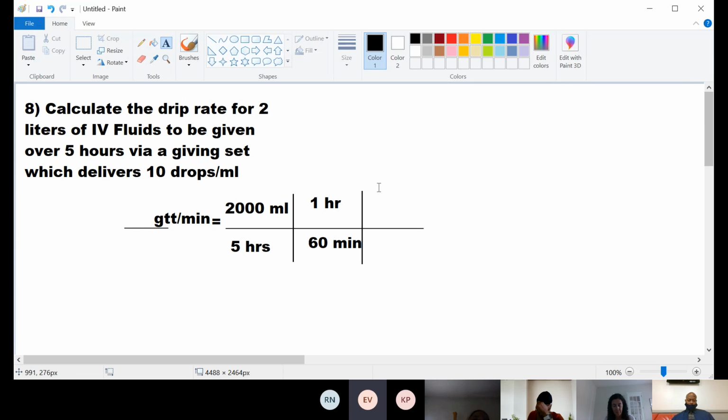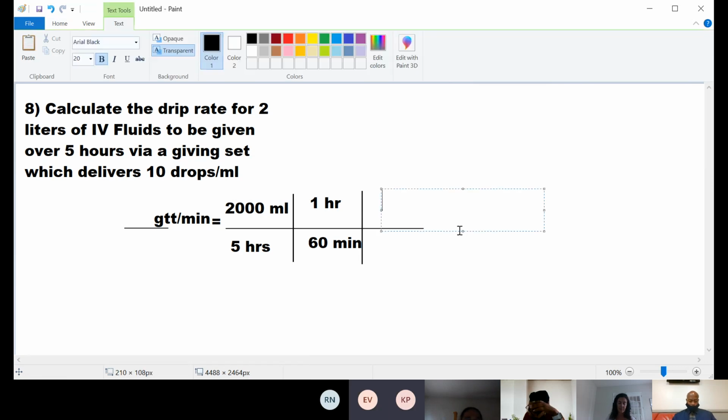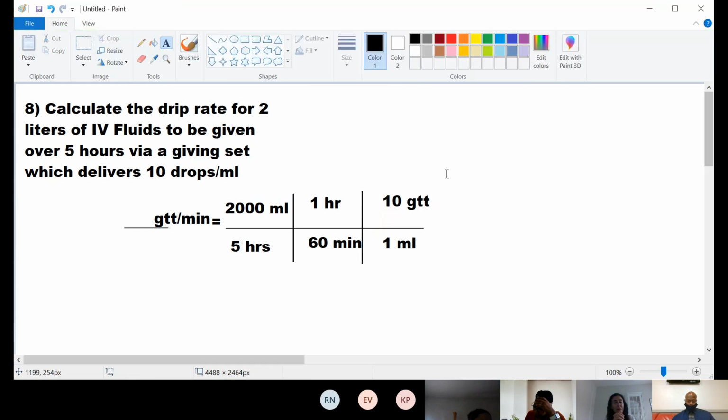Okay. And then look for more information, which they give us: 10 GTT over mL. They give us a drop factor. So GTT should go at the top, 10 GTT. Then at the bottom, we should have 1 mL. Does that make sense, Evelyn?